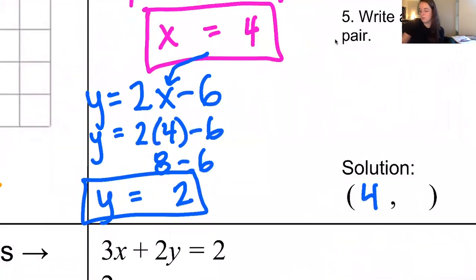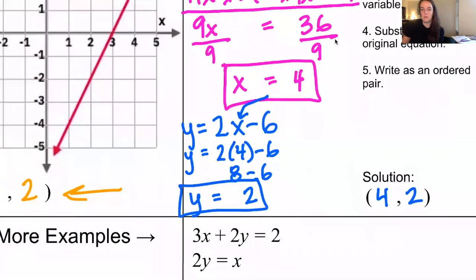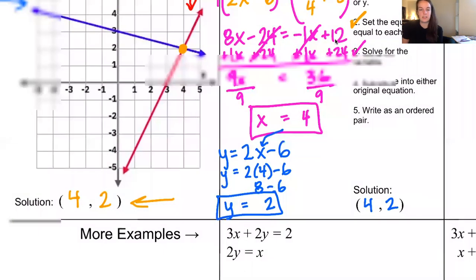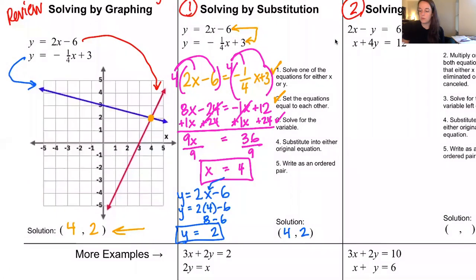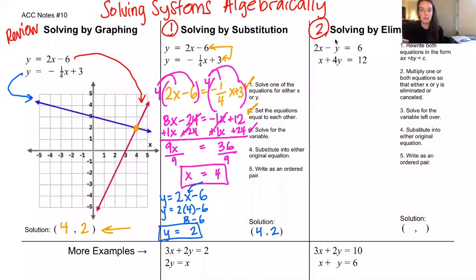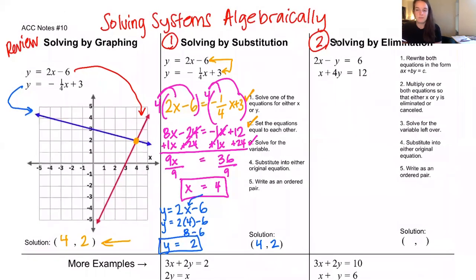So my solution is 4, 2, which is great because I see that that solution is exactly the same as the one that I got when I was graphing. And since I'm solving the same system, I would want to have the same solution. Okay. We'll do some more practicing with substitution in a moment. I also want to show you how to solve by elimination.